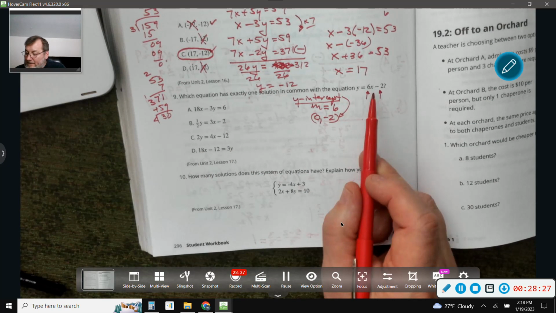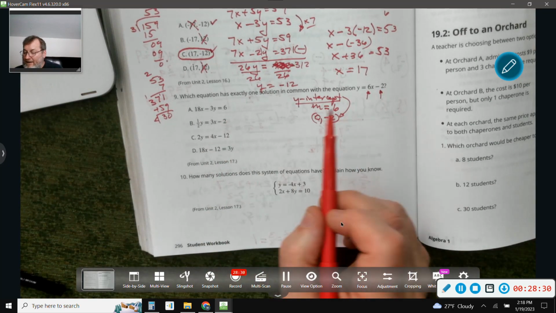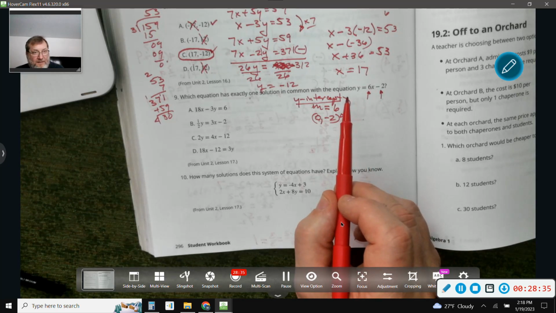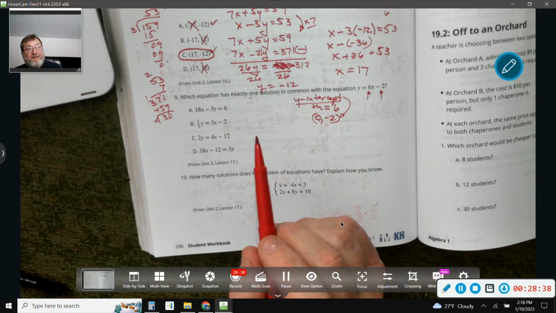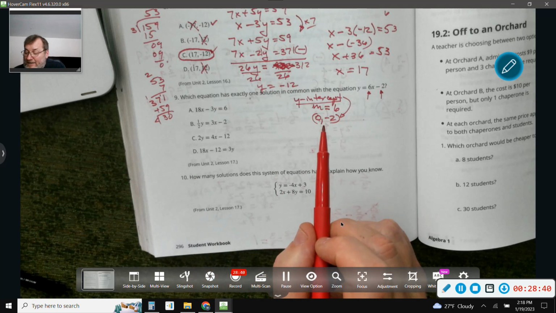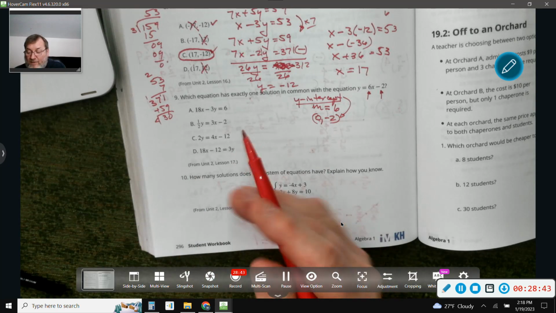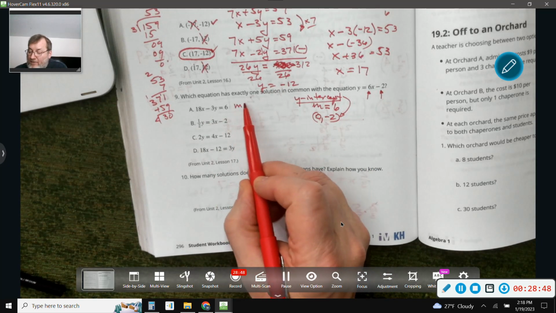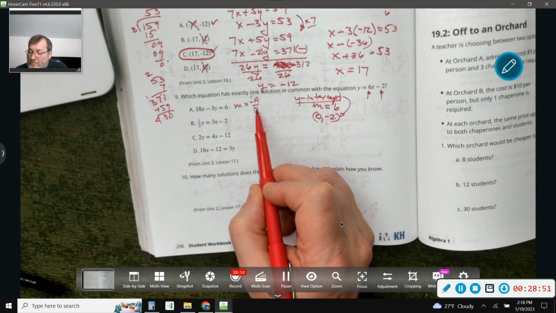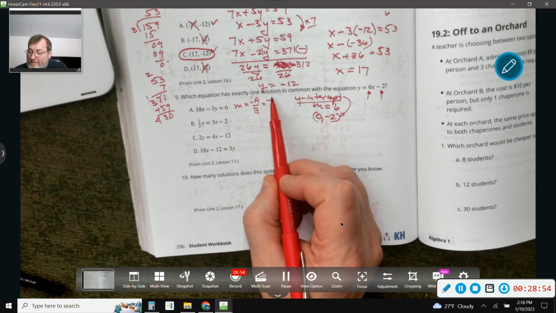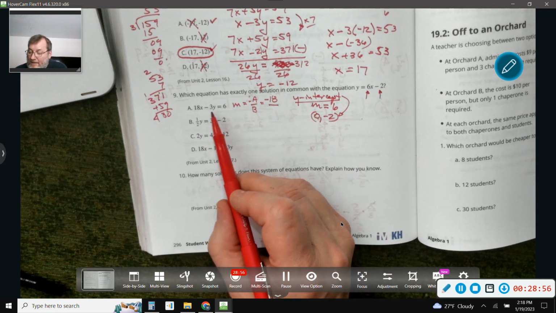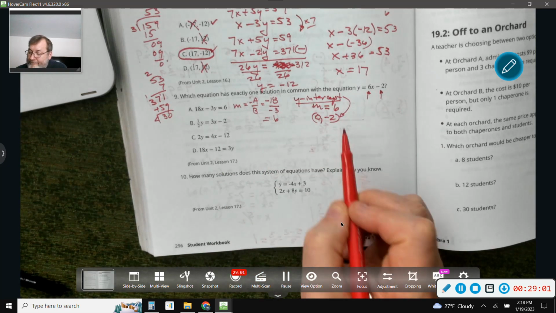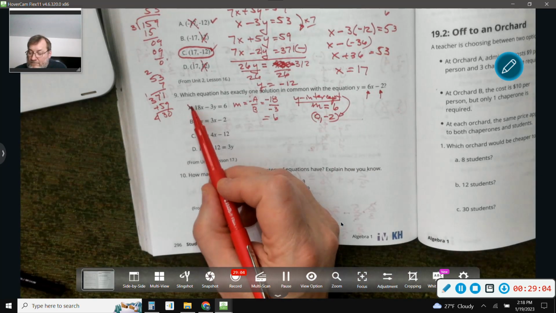So which equation has exactly one solution in common with this one? Well, if it has just one solution in common with it, then they have to intersect. If they intersect, then they have to have different slopes. So let's go through and just look at the slopes of these things. So this is a standard form. The slope is negative a divided by b. That's going to be a negative 18 divided by a negative 3, which is 6. Same slope. You know it's not that one.